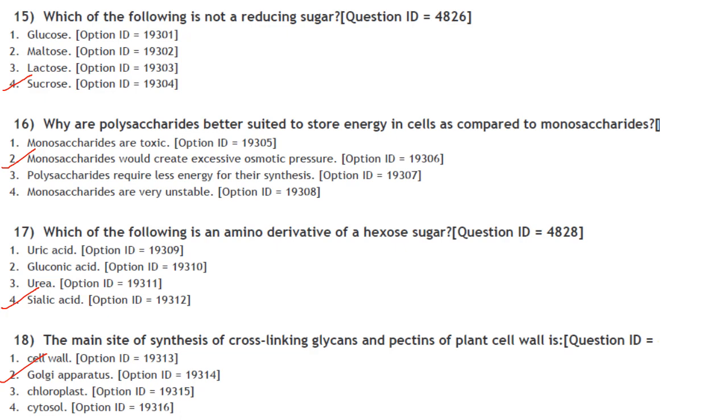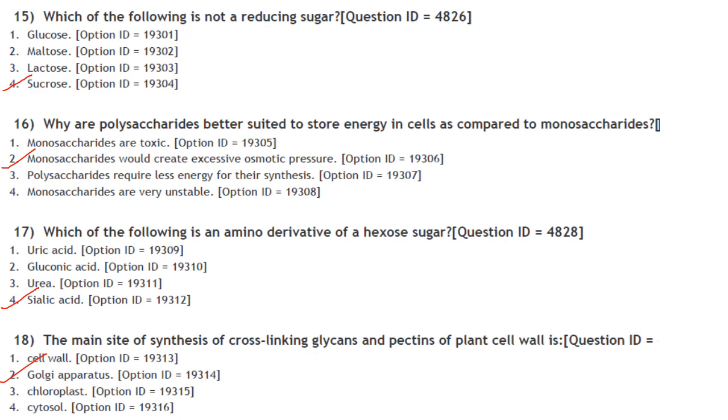Then next one. Why are polysaccharides better suited to store energy in a cell as compared to monosaccharides? If glucose is stored inside the cell without polymerization, then the internal environment of the cell will be hypertonic, causing osmosis of water into the cell. Ultimately, the cell swells and it leads to the lysis of the cell as a result of osmotic pressure. Therefore, it is advantageous to store glucose in the form of starch or glycogen. So the answer here will be monosaccharides would create excessive osmotic pressure. Answer is option 2.